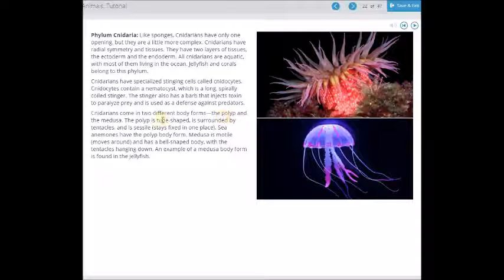There are two body forms: the polyp and the medusa. The polyp is tube shaped, surrounded by tentacles, and is sessile, meaning it sticks to the side of something like a barnacle, and then it just eats things. Sea anemones are polyps. The medusas are mobile, they move around, and basically they're just the same thing upside down.